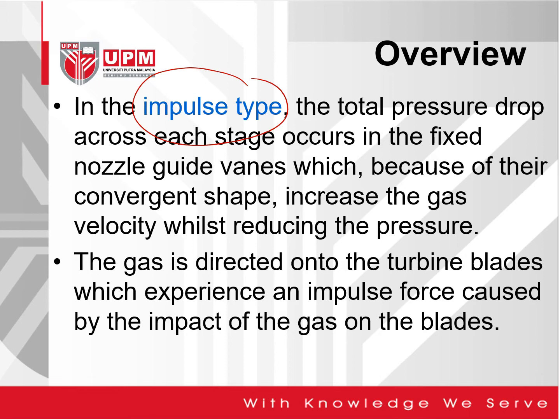The total pressure drop across each stage of turbine occurs in the fixed nozzle guide vanes because of their convergent shape, which increases the gas velocity whilst reducing the pressure. The gas is then directed onto the turbine blades, which experience an impulse force caused by the impact of the gas on the blade. So for the impulse type of blade, you will have gas being directed or impacting on the blades directly.